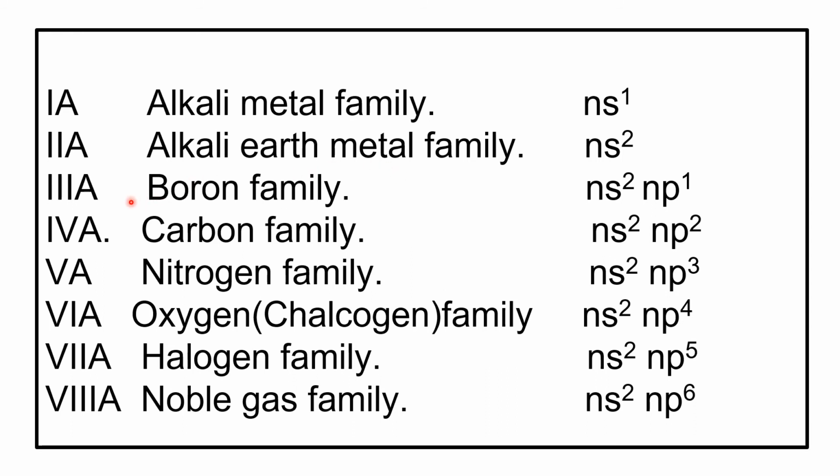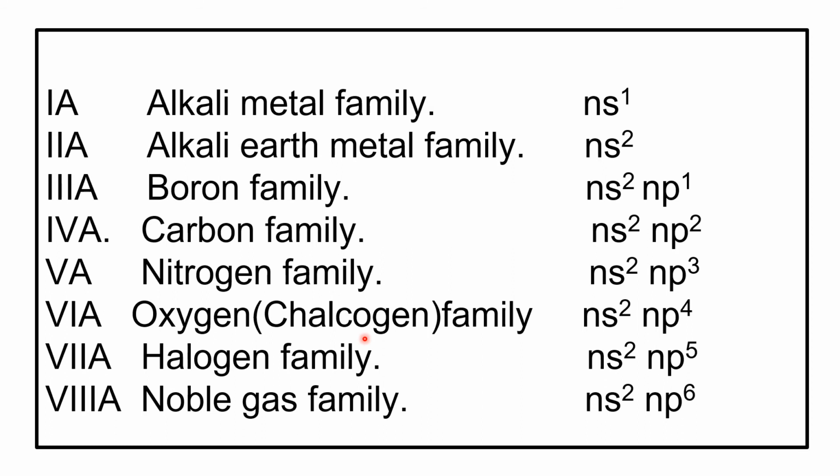Then next, 3A to 8A are present on the right side of the periodic table. 3A group of elements are known as the boron family, because the starting element of 3A is boron. The same way, 4A group of elements are known as the carbon family, and 5A group, the nitrogen family. 6A group of elements are known as the oxygen family or chalcogen family, because their compounds are chalcogenous, meaning they are ore products, obtained from ores.